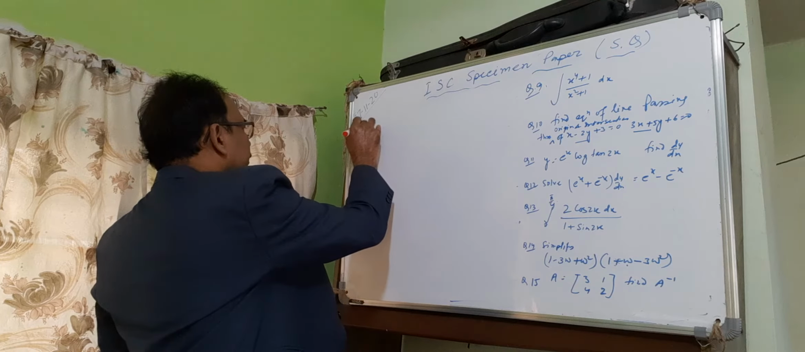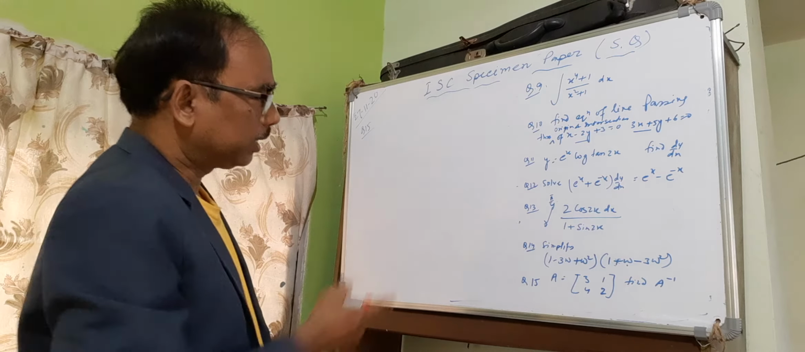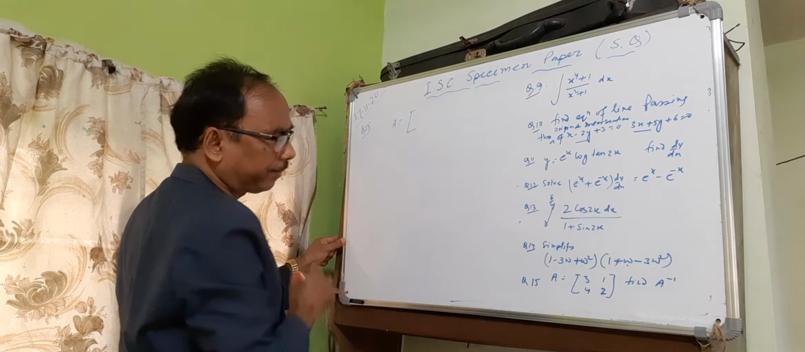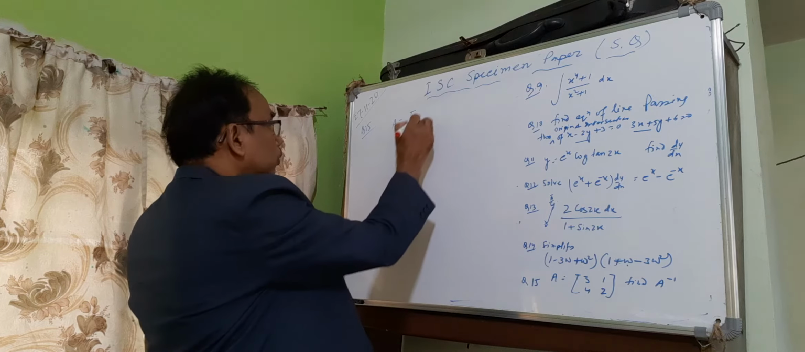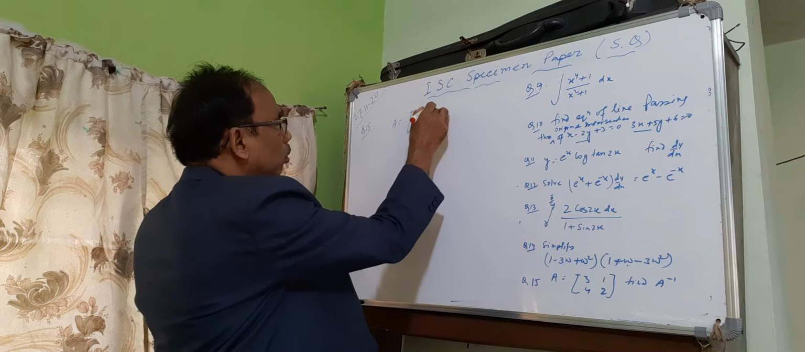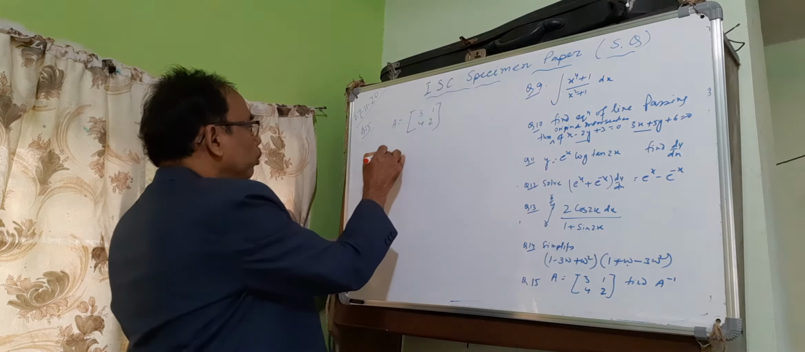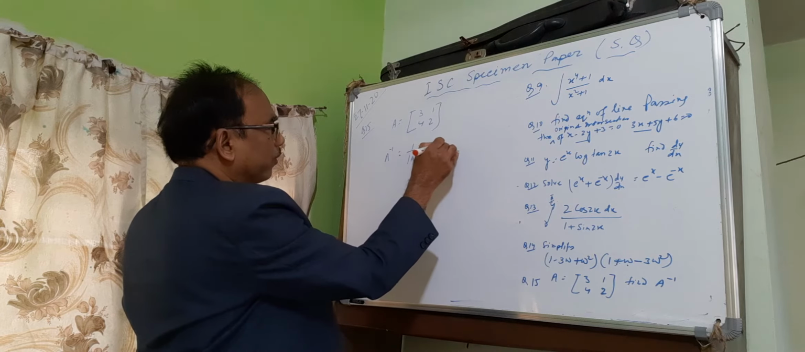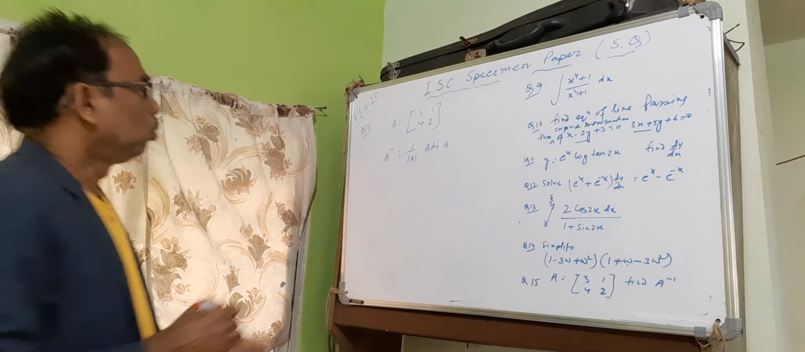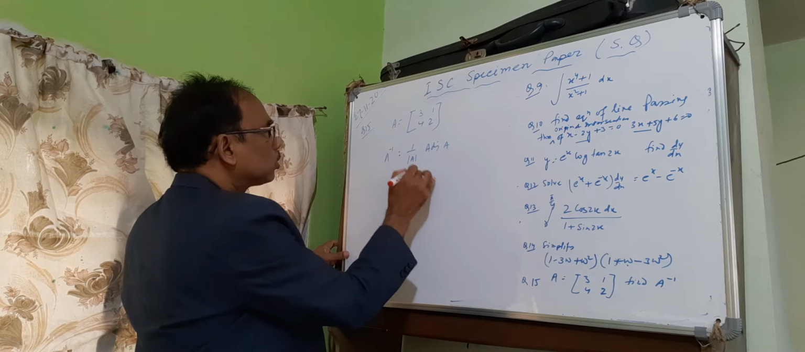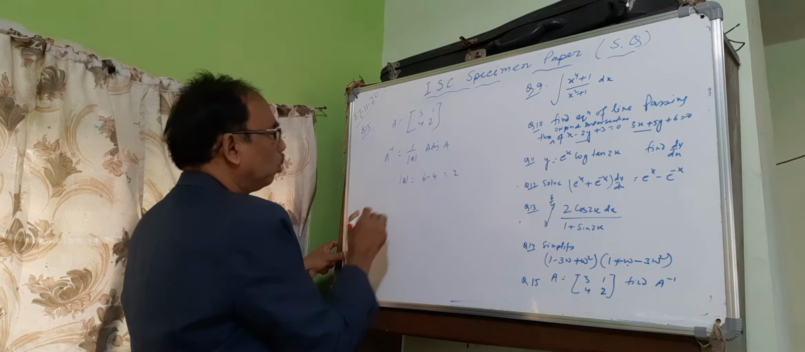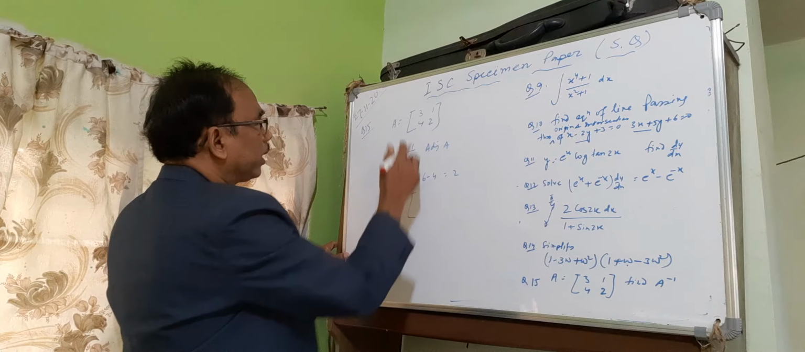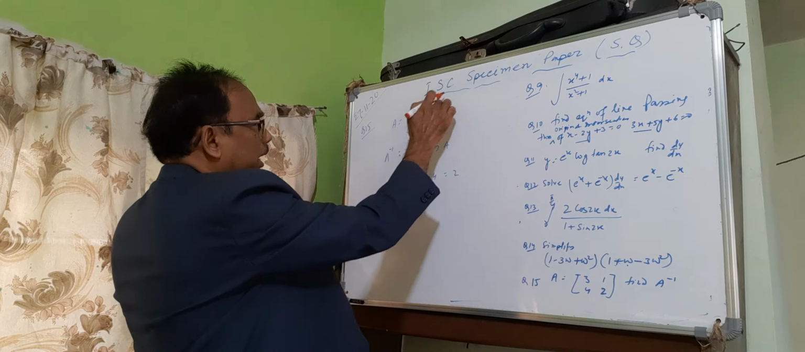Next, sum number 15. Question number 15. It is a matrix sum. Here A equals the matrix 3 1, 4 2. Find A inverse. We know A inverse is 1 by mod A into adjoint of A. It is a 2 by 2 matrix. We can find mod A equals 6 minus 4, that is 2.